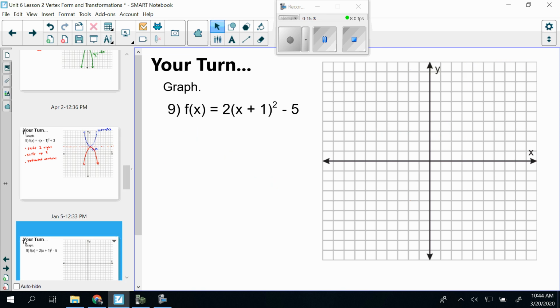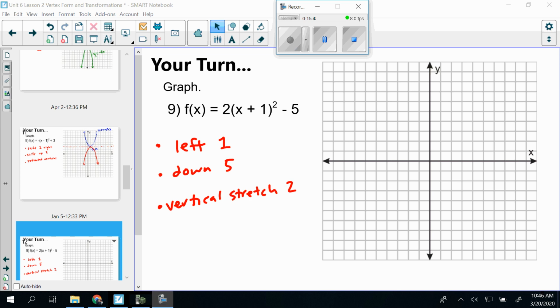All right, for this one, see if you can, again, write down all the things that you think are going on. So pause the video and see what you get. All right, let's see what you got. It's going to be left 1, because remember, inside's opposite. This is plus here, so it's going to be left 1. Down 5, because we got minus 5. And then there is a 2 being multiplied out there, so it'd be a vertical stretch of 2.